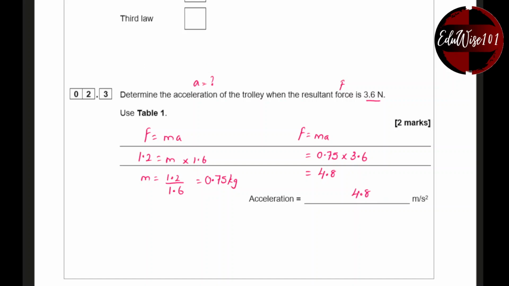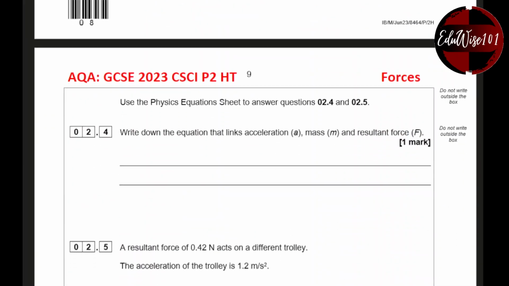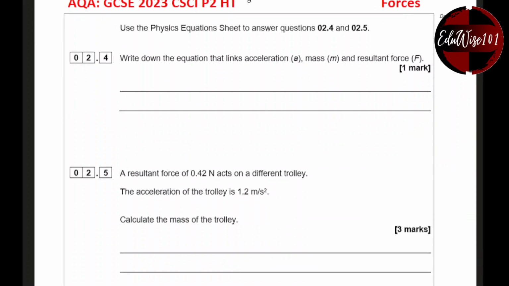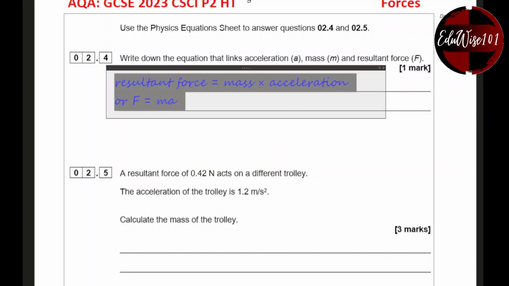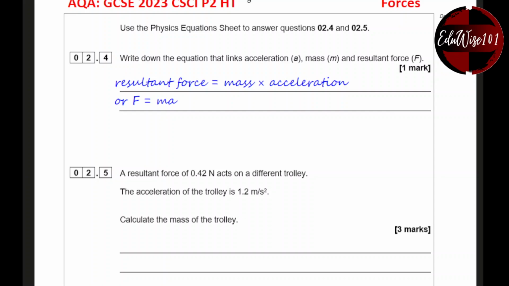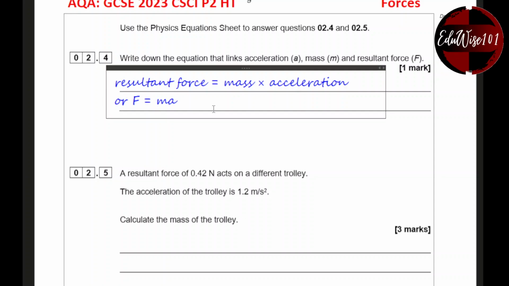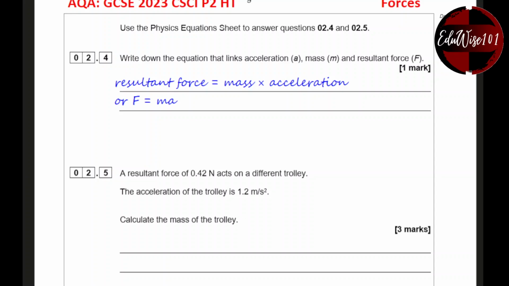Next question. Use the equation sheet to answer questions 2.4 and 2.5. Write down the equation that links acceleration, mass, and resultant force. You can write it as a word equation or a symbol equation. I would always write the word equation. That way, if you're writing the symbol equation and you make a small mistake, you're not going to lose that mark.